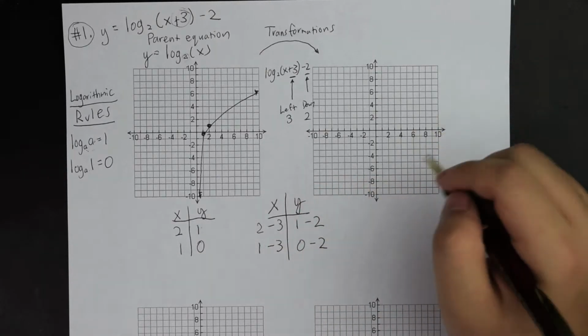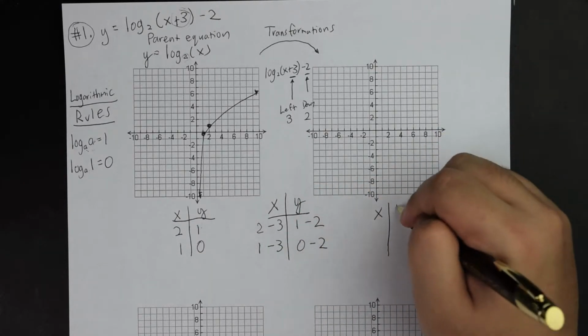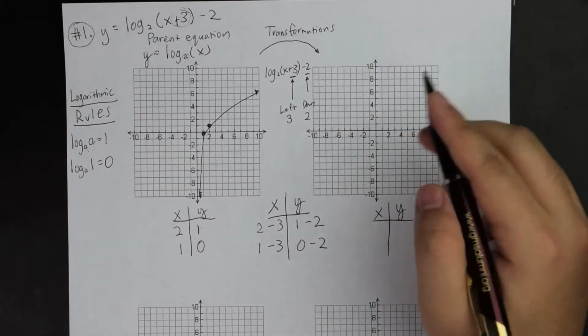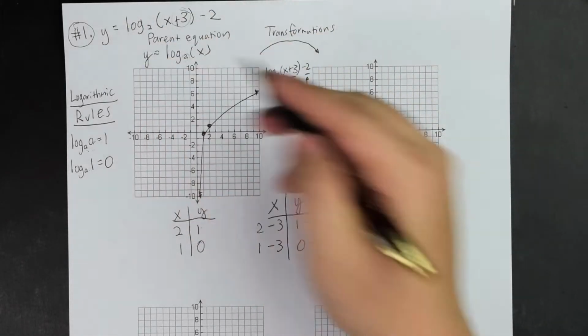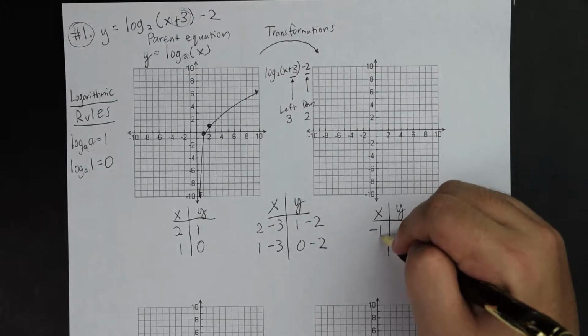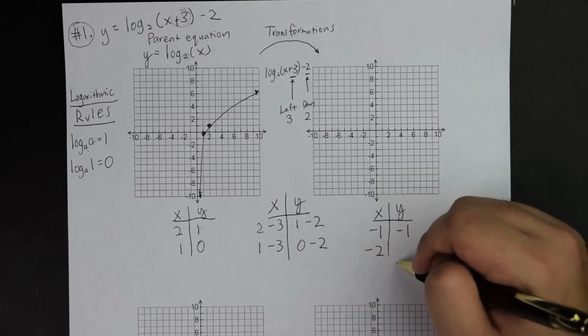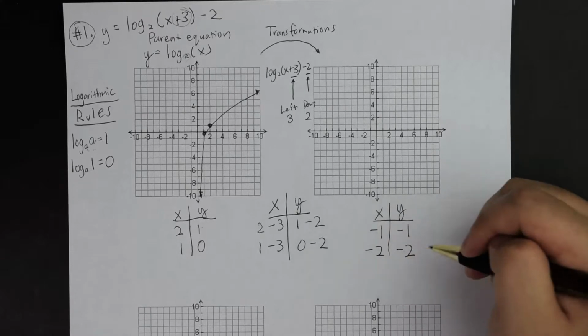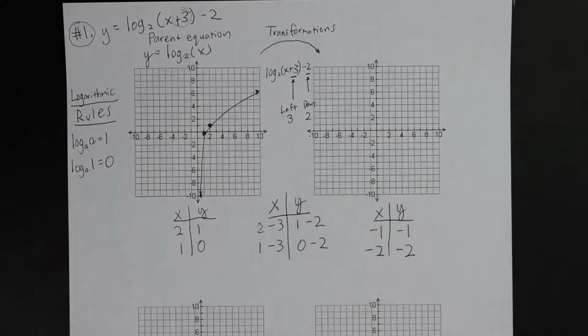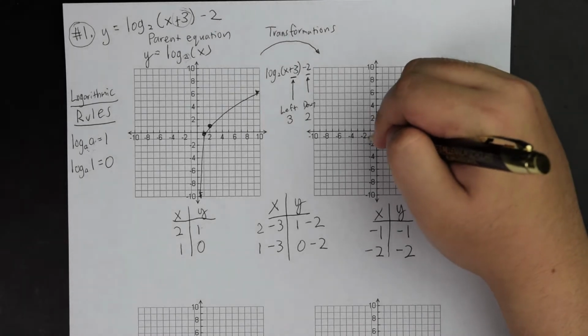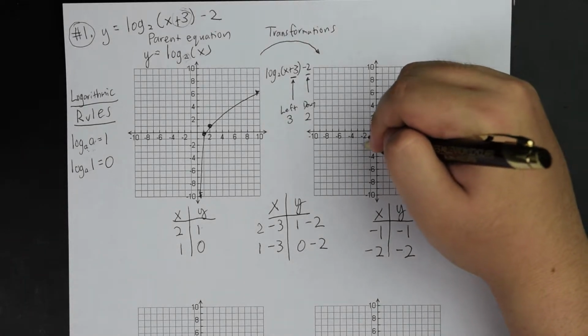And so for the points on here, for my new transformed graph, which is going to represent this equation right here, 2 minus 3 is negative 1, 1 minus 3 is negative 2, 1 minus 2 is negative 1, 0 minus 2 is going to be negative 2. Okay, and it just happens to be the case that the coordinate points look like they match up, but it's not intentional. It just happens to be that case. So it'll be negative 1, negative 1, negative 2, negative 2.